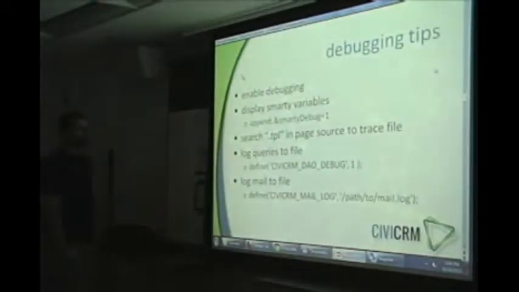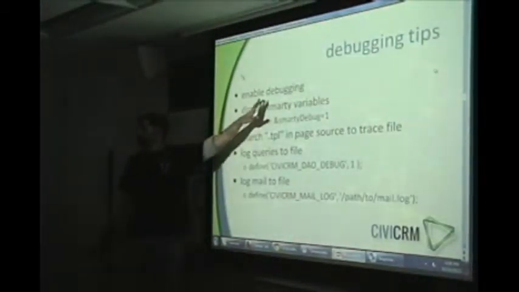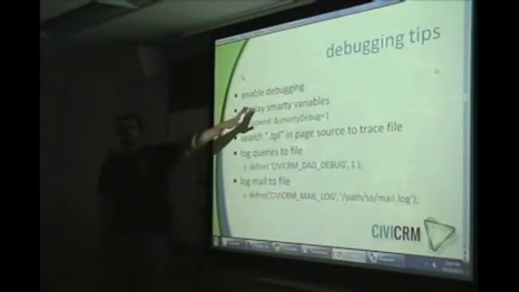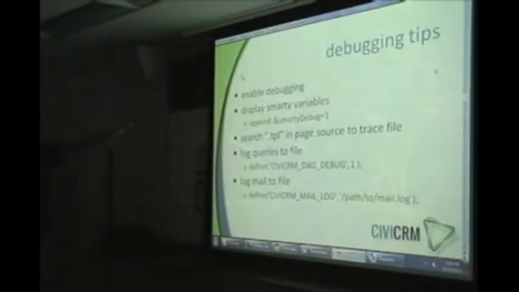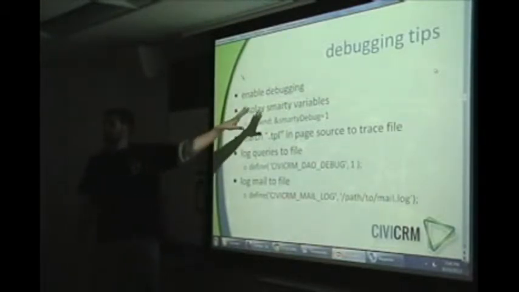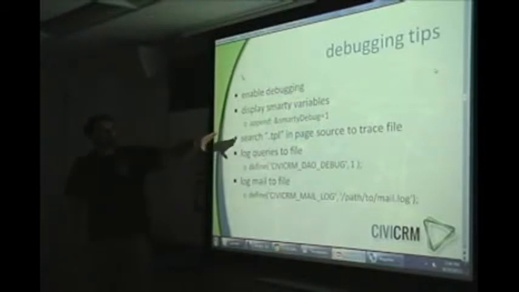More debugging tips. There is an option in Administer CiviCRM system settings for enabling debugging. And when you do that, if you do hit a fatal error, it'll spit out a backtrace for you. And you can also display your Smarty variables, which is the next point here.